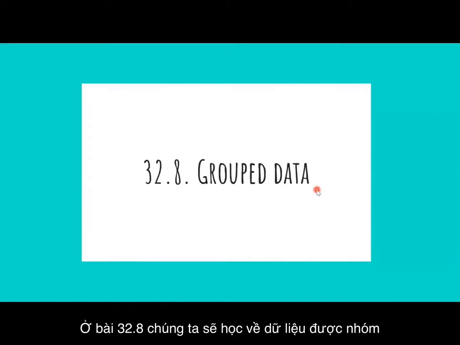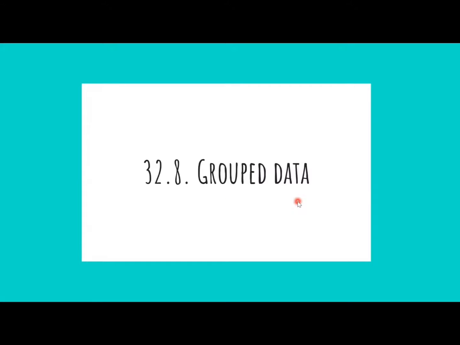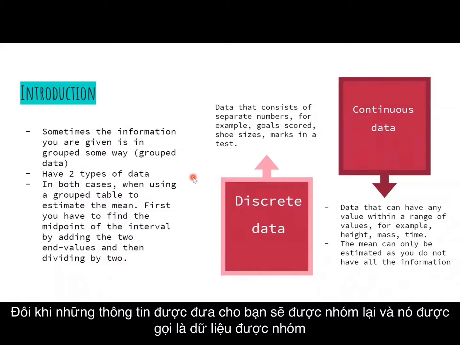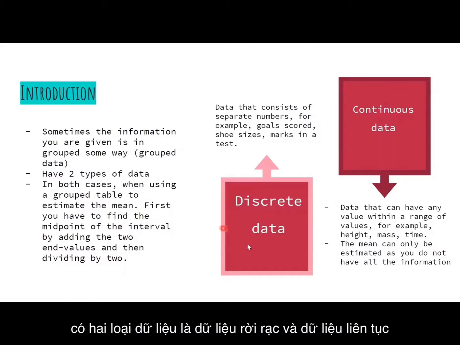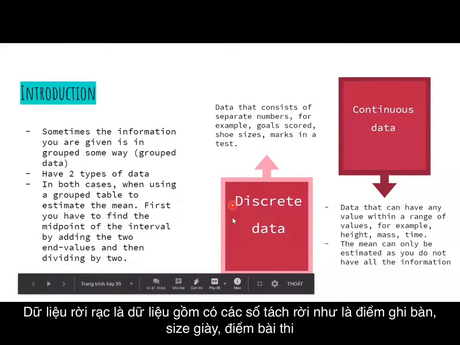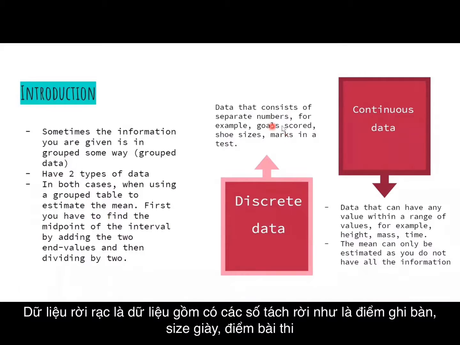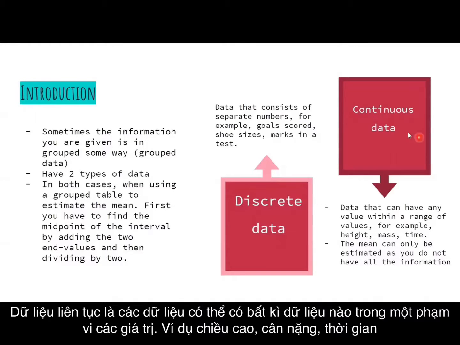In chapter 32.8, you study grouped data. Sometimes the information you are given is in groups, so it is called grouped data. There are 2 types of data, discrete and continuous. Discrete data consists of separate numbers, for example goals scored, shoe sizes, marks in a test. Continuous data can have any value within a range of values, for example height, mass, or time.